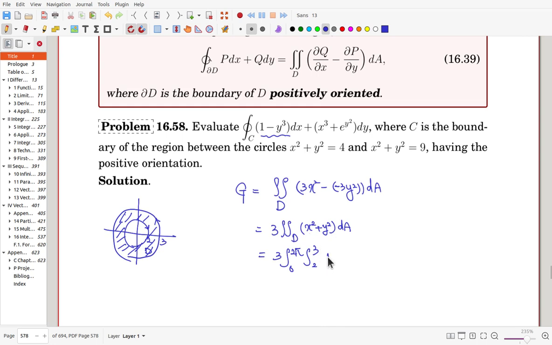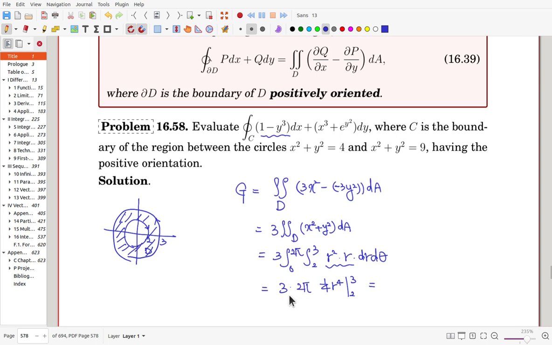And the integrand is r squared, and we need a scaling factor r, and dr d theta. Here it is separable, or we can say theta independent, so that we can get the theta integral easily. That is 2 pi, and this is r cubed, and the antiderivative of this one is 1 over 4 r to the 4, and here we have to get the evaluation from 2 to 3.